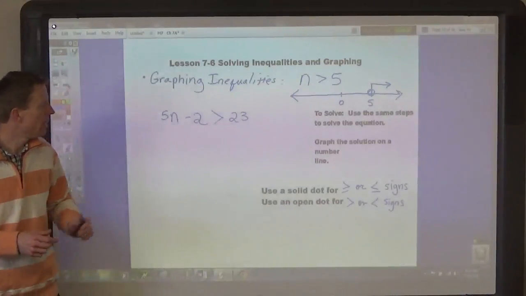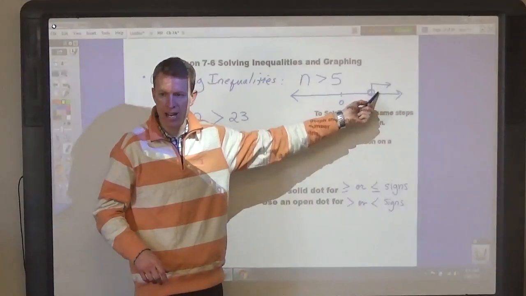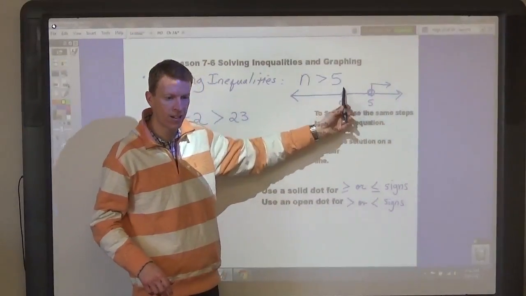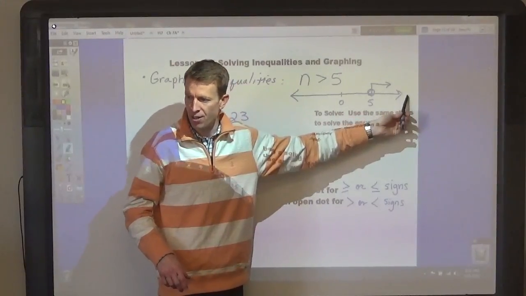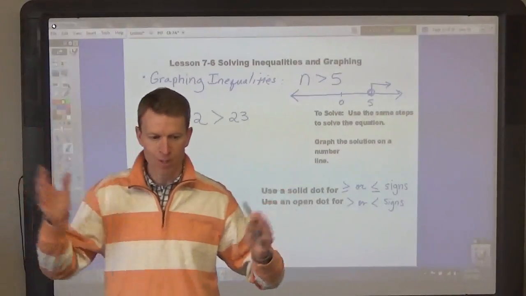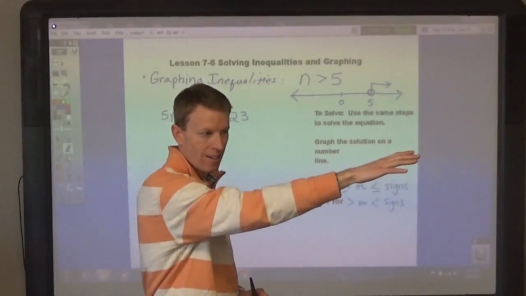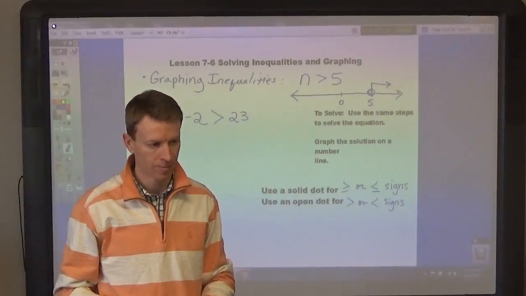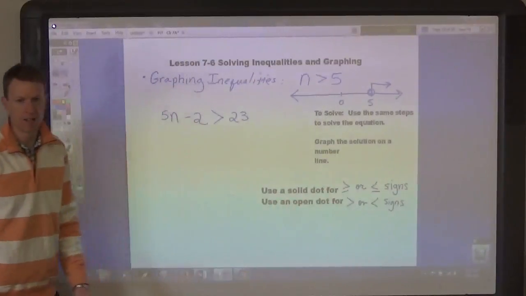And that means that when we get a solution, the solution has to be graphed in order to show the answer. Because in this case, if n is greater than 5, the answer could be any number that is to the right of 5 on the number line. In other words, there's an infinite number of answers. Numbers go on forever, don't they? So every number to the right of 5 on the number line is a possible answer to the inequality. So we can't stop at this solution, we have to graph it at the end.